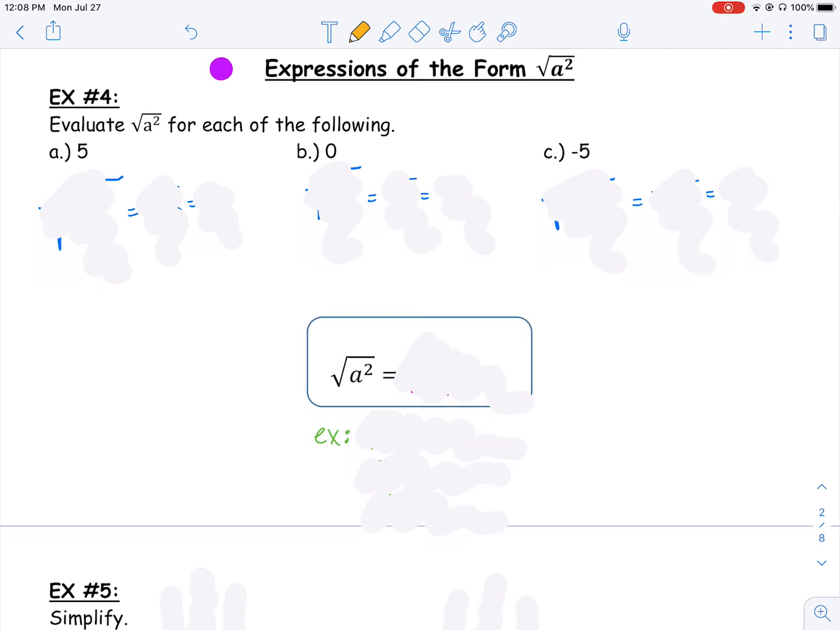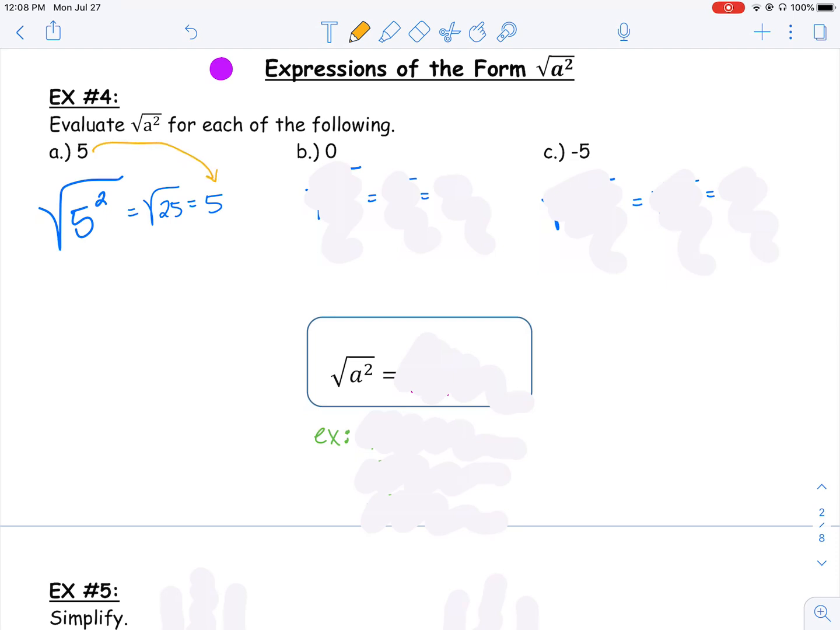In example number 4, it asks us to evaluate the square root of a squared for each of the following, which means, for example, in part A, if a was 5 and I substituted in a 5 and simplified, what would happen? Well, let's try it. If I take the square root of a squared, but instead of a, substitute in a 5, and then I go to simplify, well, what's 5 squared? 25, right? And what's the square root of 25? What number multiplied twice gives me 25? Don't you end up getting 5?